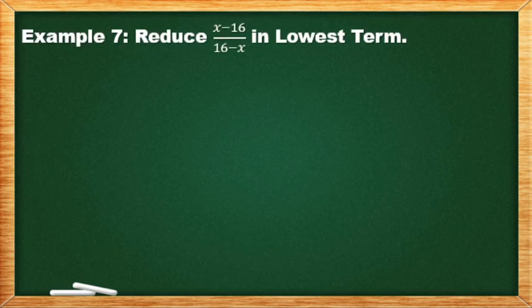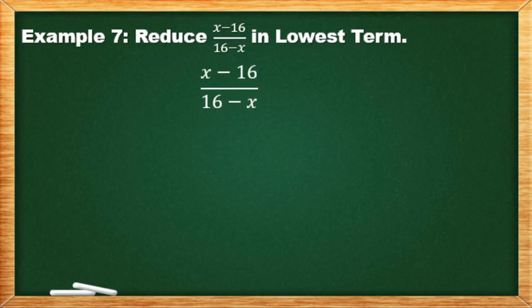Next example. Ito. Reduce x minus 16 all over 16 minus x in lowest term. Sir TJ, halos magkaparehas naman sila. Pwede na cancel kagad yan? Hindi. Kasi minus ang operation yan. Unlike kung parehas, kung plus ang sign nila, pwede natin i-cancel. By associative property of equality, pwede natin ayusin yan. Pero ito hindi.